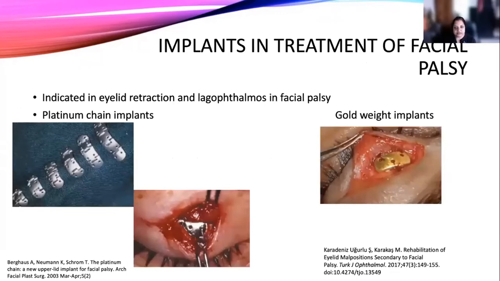Then we have the platinum chain implants and the gold weight implants. These are used in the treatment of facial palsy. They are implanted in the upper lid and are indicated in eyelid retraction and lagophthalmos. So these are the variety of implants. I'm sure we have learned a lot and there's much more to learn. But what's more important is the economics and the affordability for the patient, and then its usage.